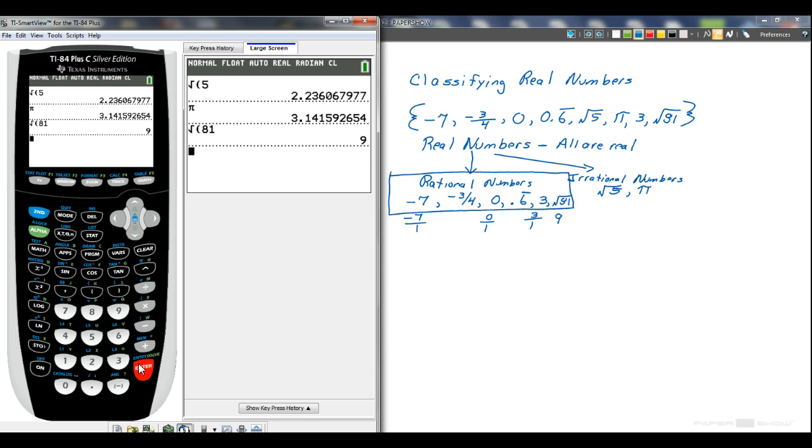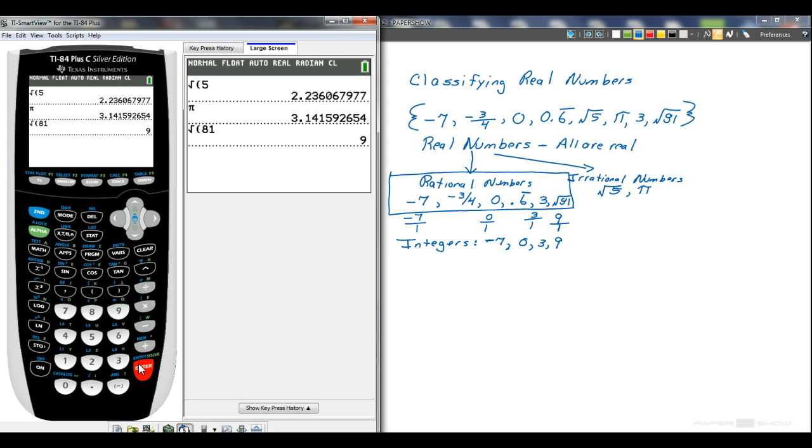Now these guys are done. They can't be further classified. The rational numbers can be further classified. So what we want to do now is look for our integers. Maybe you want to think of it as any number that you could write over 1. So this one was 9, this one can be written as 9 over 1. So we want to look for our fractions where the denominators are 1. So our integers would be -7, and then 0, 3, and 9.